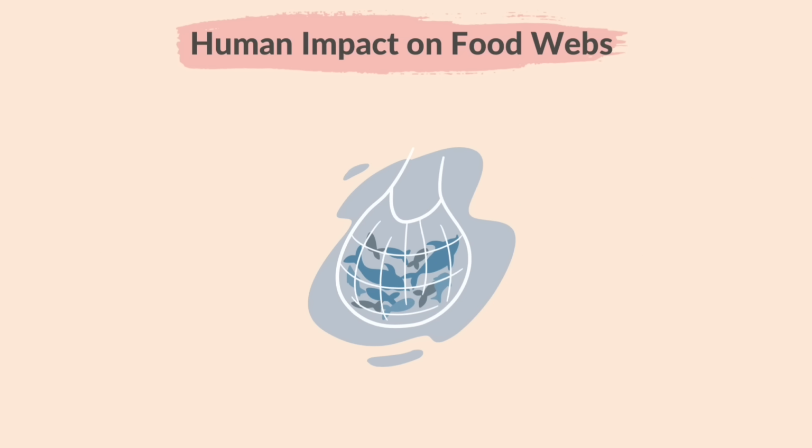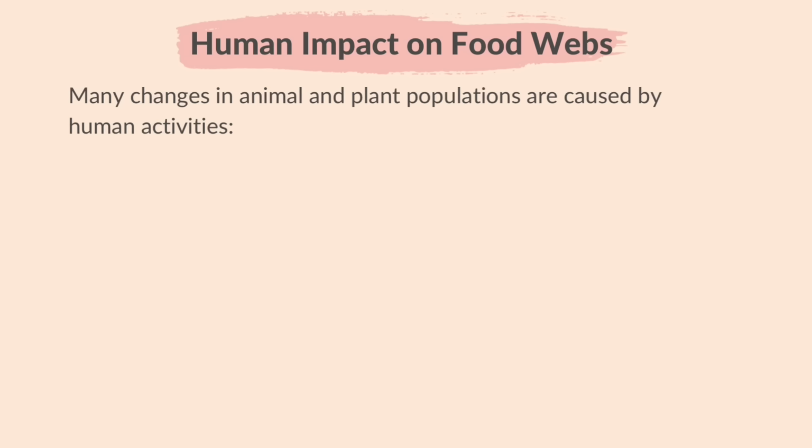Now, let's discuss the human impact on food chains and food webs in a habitat. Food webs are highly interconnected, and any changes in the population of one species can have ripple effects on other organisms within the food web. Many changes in animal and plant populations are caused by human activities.